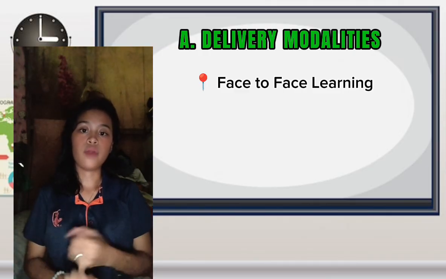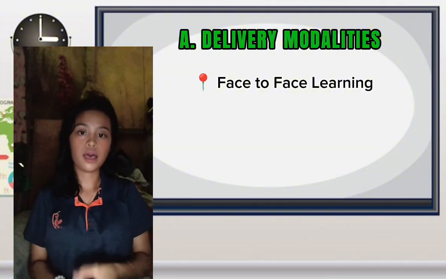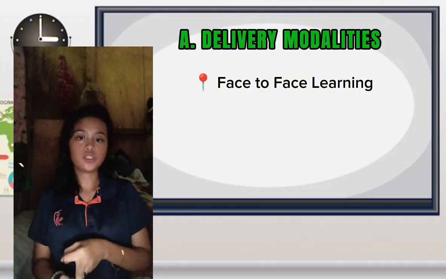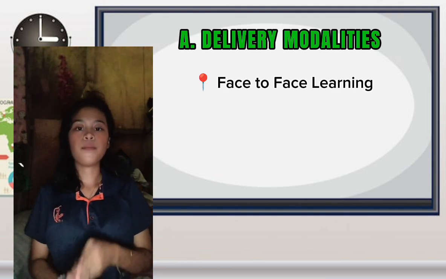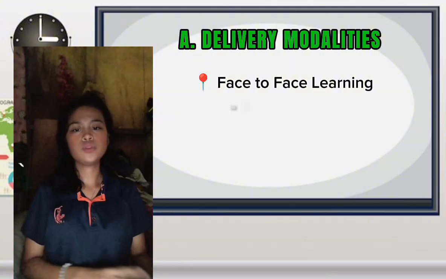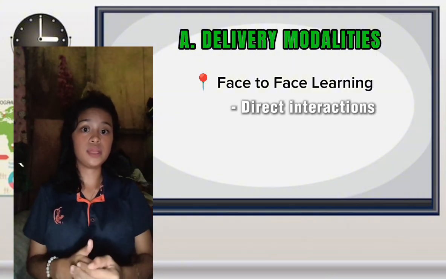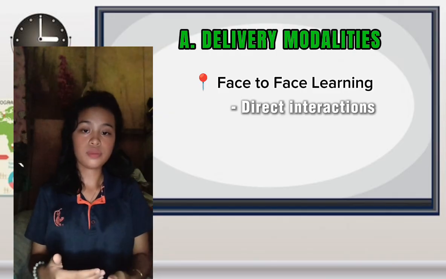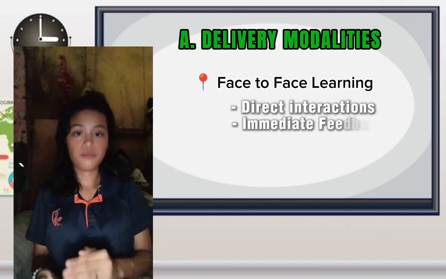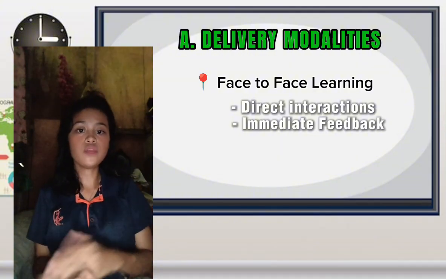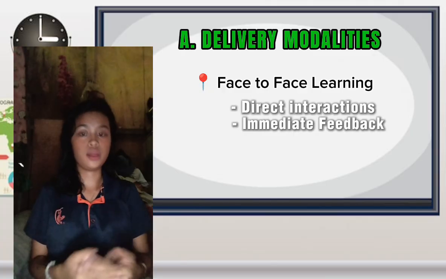First, we have direct interactions, immediate feedback, discussions and collaborations, and support for social emotional development. Direct interactions means the teachers and students meet and talk personally. And next, the immediate feedback: if the student has a question, the teacher can answer it right away.